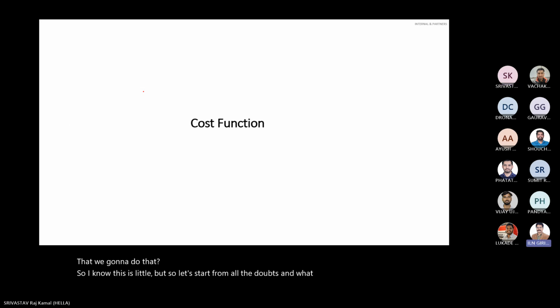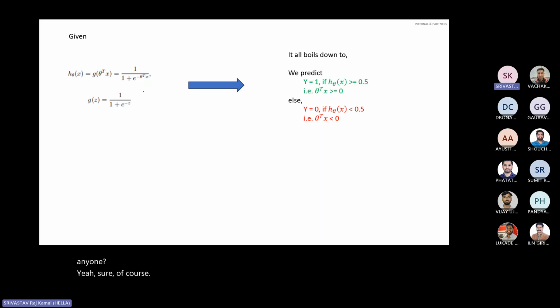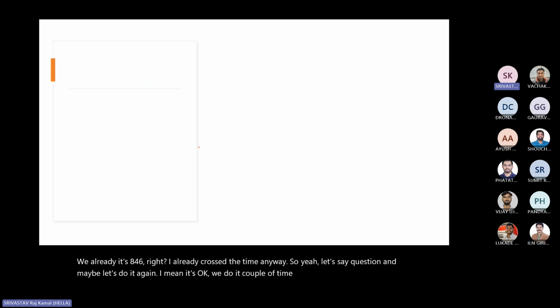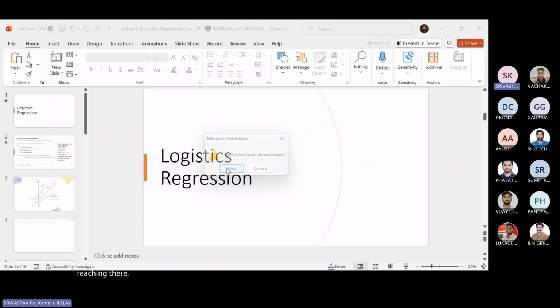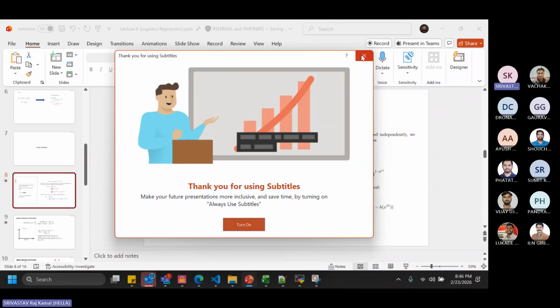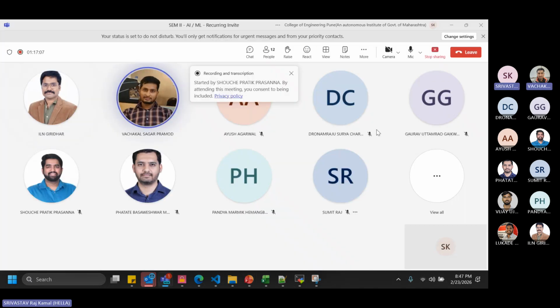Anyone? Yeah. Sorry, Raj, can we have a short break? Maybe. Yeah, for sure. It's 8:46, right? I already crossed the time. Anyway, let's take questions and maybe do it again. It's okay if we do it a couple of times until we understand how we are reaching there. Just a moment. Okay, let's meet at 8:55. Okay, see you then.